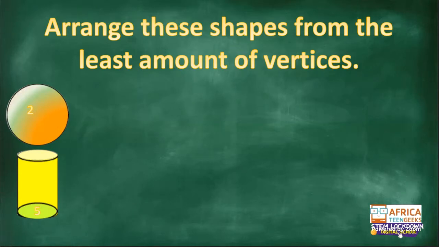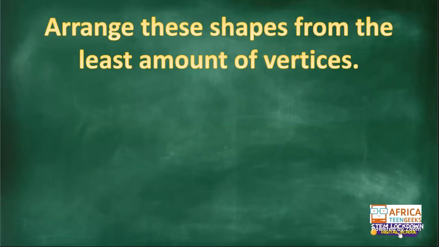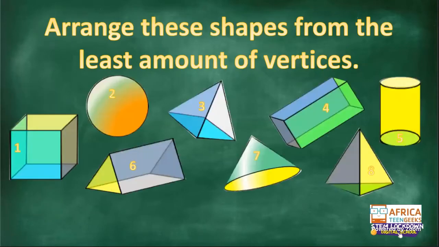Okay, let's stop typing. Stop typing. Look here again. Now, I want you to give me the next 3. The next 3. So we already have number 2 and number 5. So what's the next 3 in order? Remember, we're looking at vertices, so the corners.